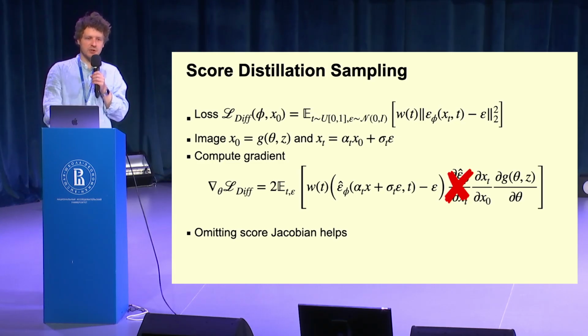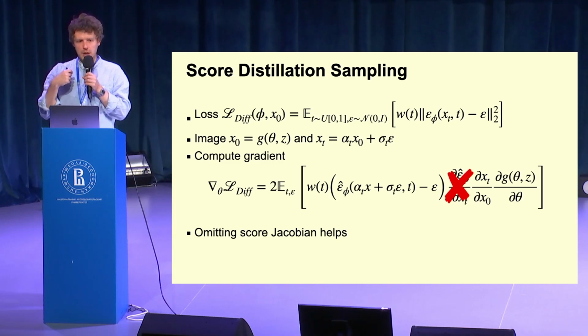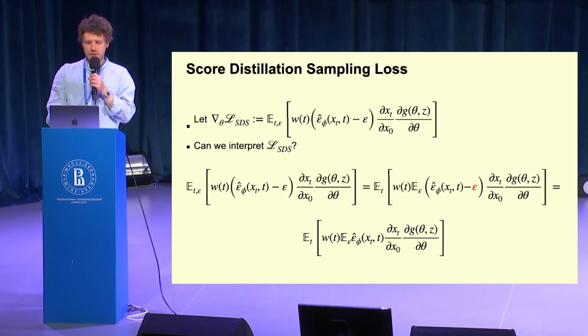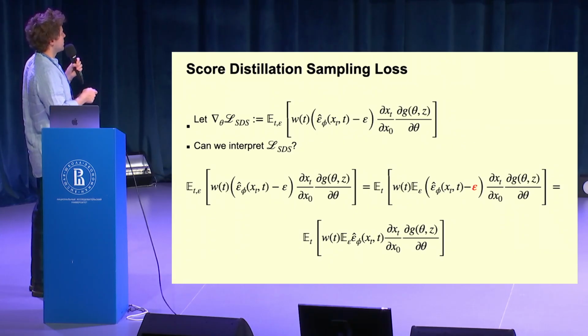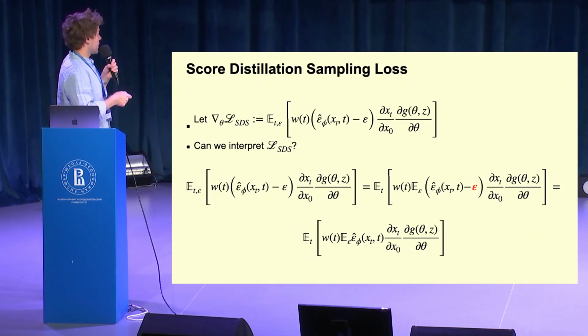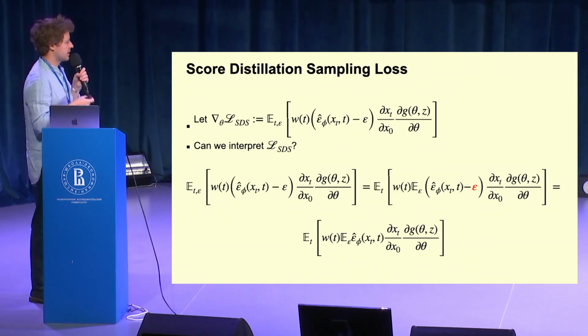So let's start with our gradient and try to infer what is the function that leads to such a gradient. What kind of loss would lead to this exact gradient? Okay, so here I wrote down the gradient we use for training without the Jacobian. And I'm trying to transform this gradient to get some insight.